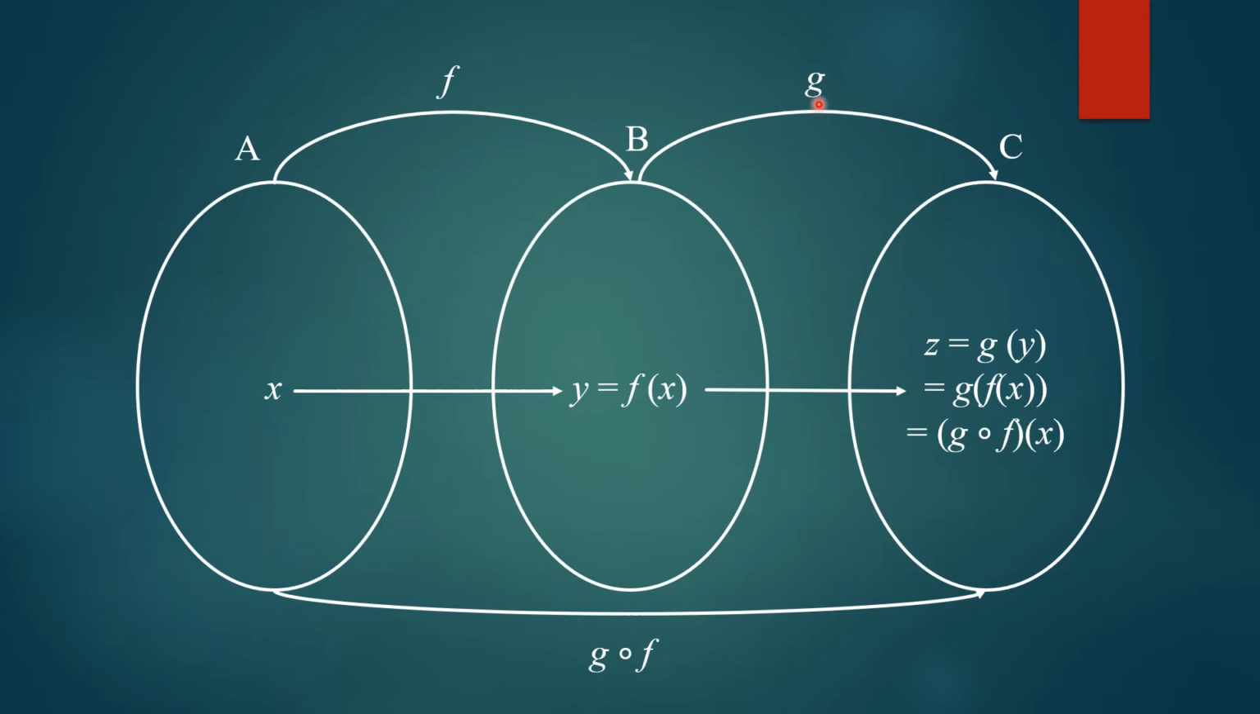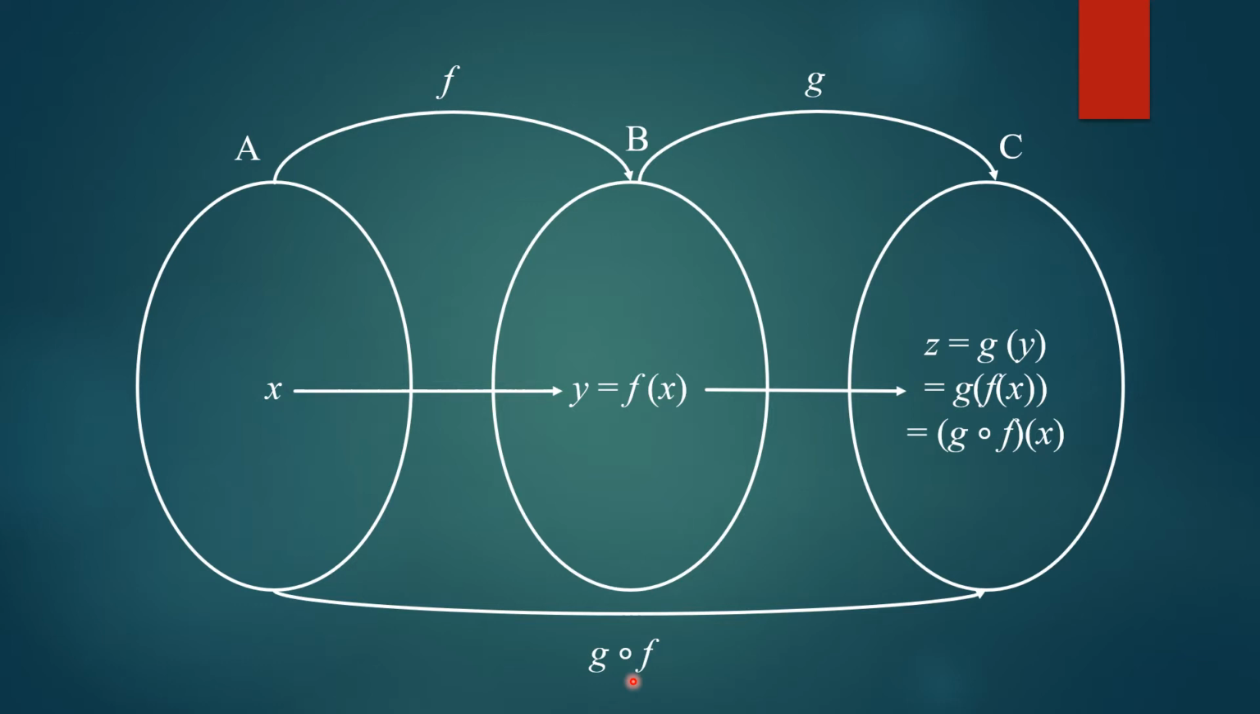So that means here also the range is a subset of B, and B is what actually? B is the domain of g. So to get the function g∘f, the range of the function f, meaning some elements of B or all elements of B, must be a subset of the domain of g. This is the main condition to get the composition of two functions. The range of the first function, that is f, should be a subset of the domain of the second function, meaning g. Then you can find g∘f.